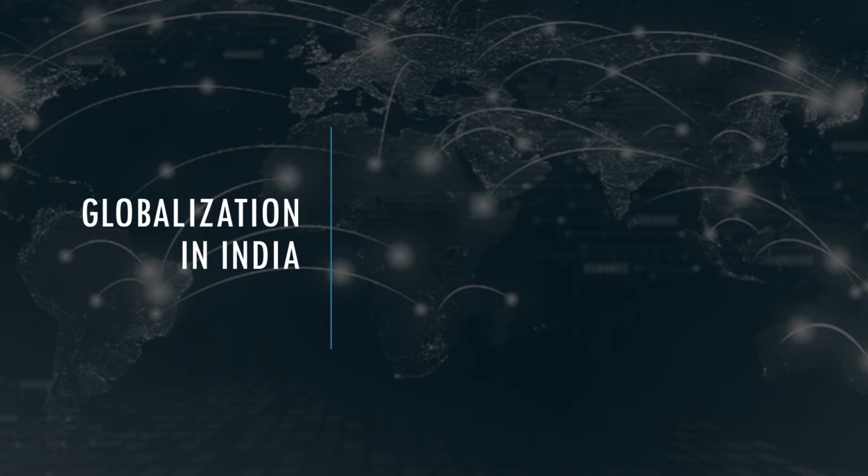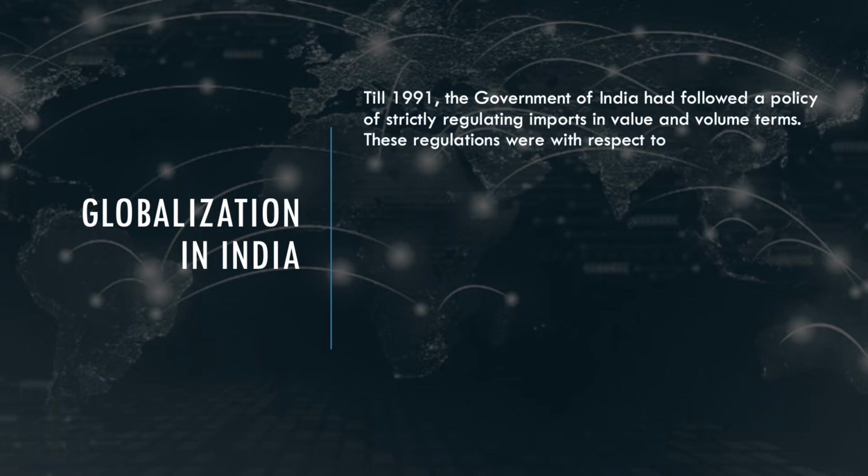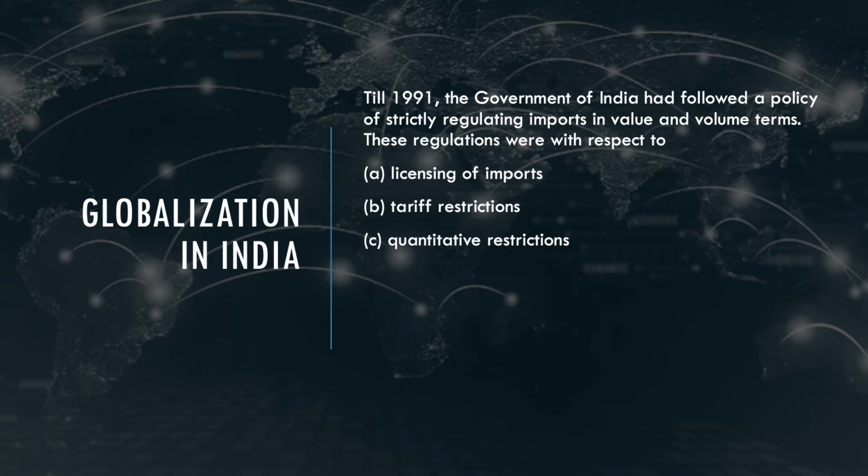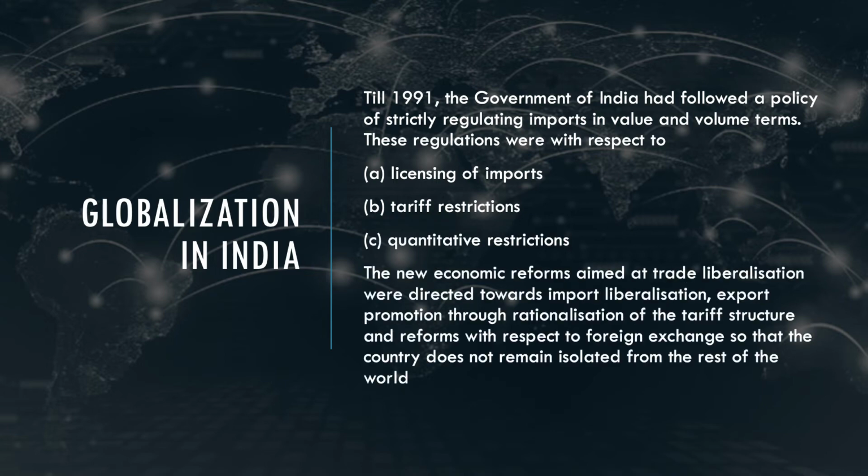Talking about globalization in India. Till 1991, the government of India had followed a policy of strictly regulating imports in value and volume terms. These regulations were with respect to licensing of imports, tariff restrictions, and quantitative restrictions. The new economic reforms aimed at trade liberalization were directed towards import liberalization, export promotion through rationalization of the tariff structures, and reforms with respect to foreign exchange so that the country does not remain isolated from the rest of the world.